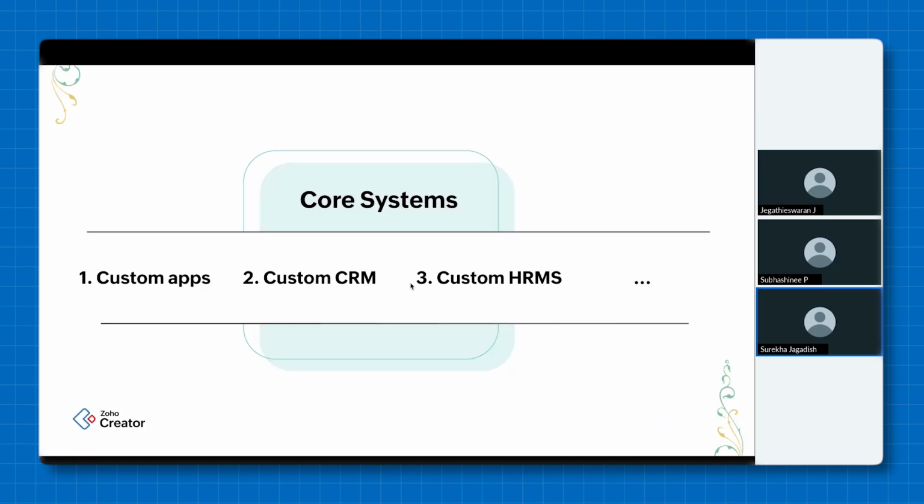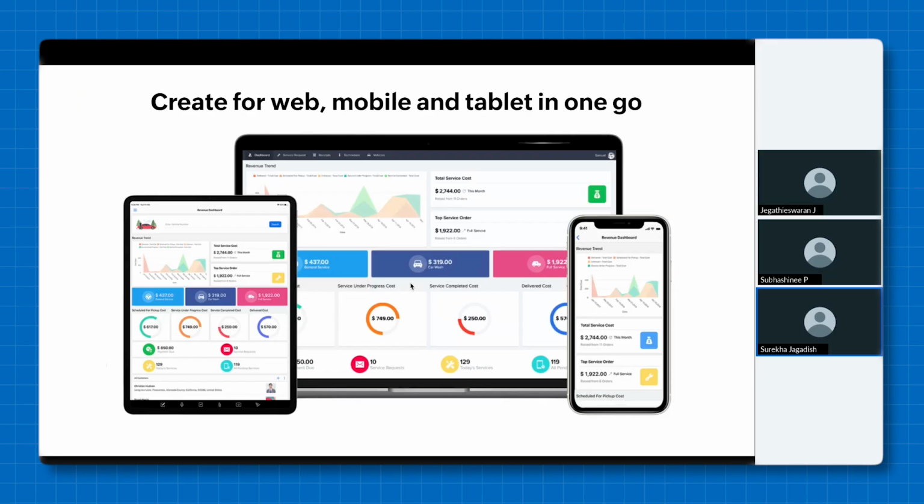Core systems are those which help you build mission critical or business critical apps, which means that your business runs on these applications. So Zoho Creator can help you build custom applications or surround apps for your existing ERP system. You can build your own custom CRM or your own custom HRMS. Any application that you would want to build for your business requirements can be built on Zoho Creator. The beauty of Creator is that once you build your application for web, it is natively available for mobile and tablet without any extra coding.